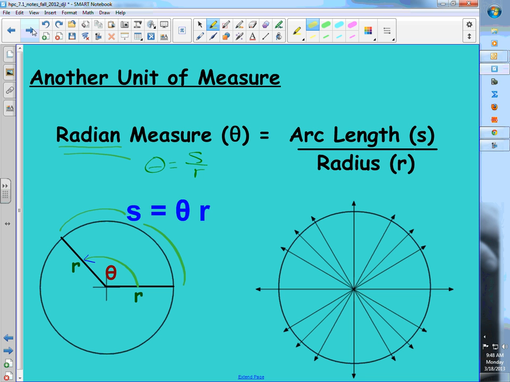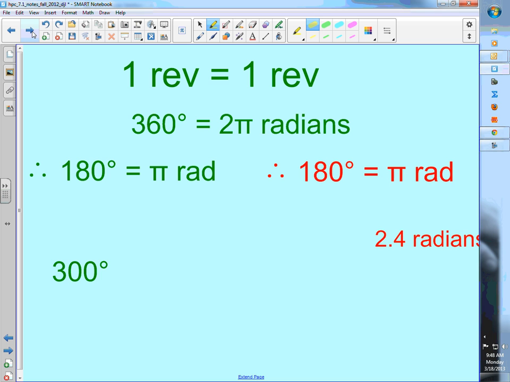All the way around a circle in radians is 2 pi. The arc length, if you think about a circle with a radius of 1, is going to be 2 pi for one circumference of a circle. So one revolution, 1 times theta is equal to 2 pi. There's 2 pi radians in one revolution.